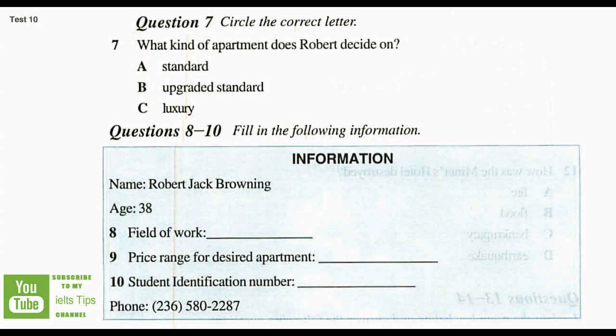What is the price range of the apartment you are looking for? Somewhere between $1,000 to $1,500. Your student identification number, please. QS 45890. Could you repeat that? QS 45890. Lastly, could you leave us a phone number? Okay, it's area code 236 580 2287. Thank you very much. I will give you a call as soon as possible.